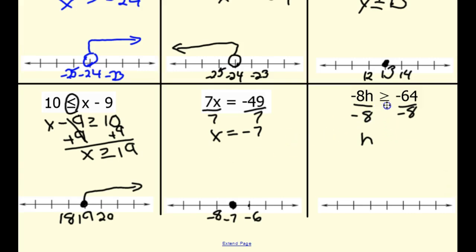But now we have a negative number, so flip the sign. H is now less than or equal to 8. Two negatives make a positive. 64 divided by 8 is 8. So we need to close our circle because we have it equal to. This becomes 8, 9, and 7. That arrow is now pointing to the left. So we draw an arrow to the left.